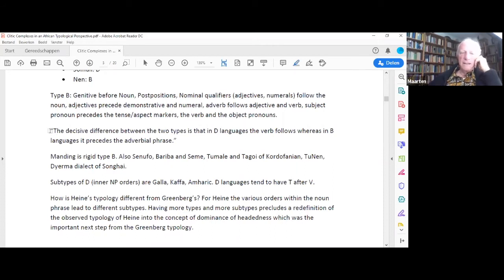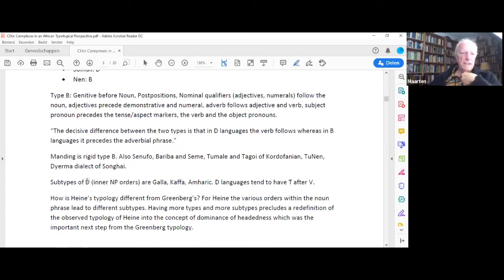A language with postpositions, adjectives preceded, demonstratives, etc. But then he says the decisive difference between the two types, type B and D, is that in D languages the verb follows the adverbial phrase, whereas in B languages it precedes the adverbial phrase. So the position of the adverbial phrase is to him central to whether it's B or D. And then, as I said, Mande is rigidly B, but also Senufo, Bariba, Sene, Tumale, languages of West Africa, but also Tagoy of the Kordofan, Tuna, and the Bantu language in Cameroon. And he says, I don't know about this, but one dialect of Songhai.